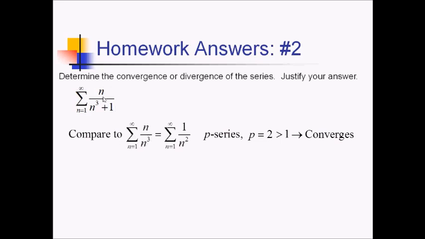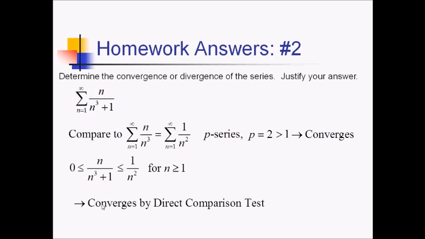So I can write 0 less than or equal to my original here, which is less than or equal to this n over n cubed comparison series, which is equivalent to 1 over n squared. Since we have a series that's less than another series that converges, that means our original series also converges. And again, I'm just going to write my n values here. So this is going to be true for n greater than or equal to 1. So since we're less than a converging series, this series converges by direct comparison test.